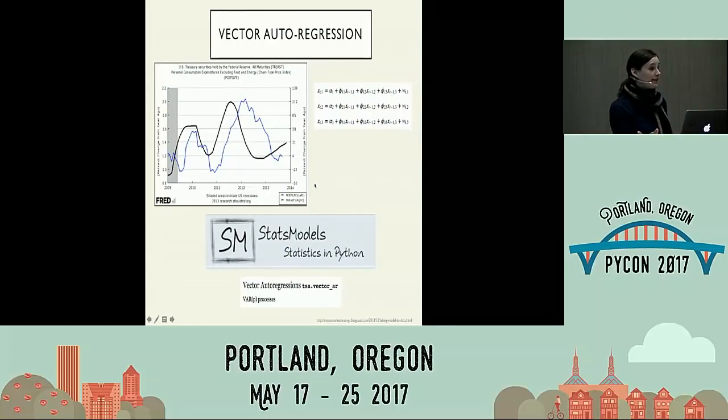So that's handled in statsmodels. If you have that kind of data, that's probably what you want to start with. Very common in econometrics. Standard workhorse, used all the time.